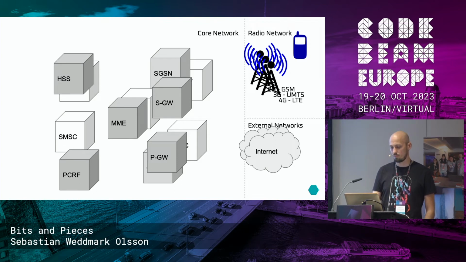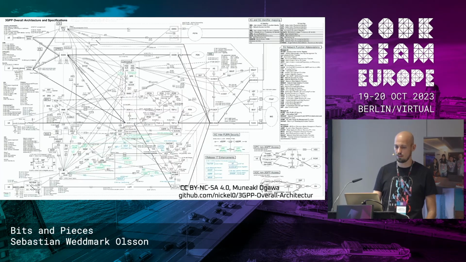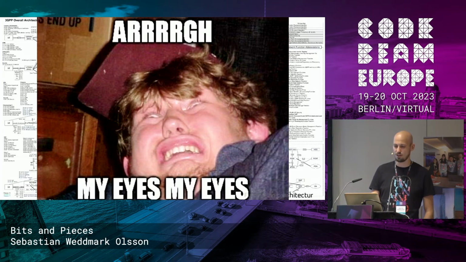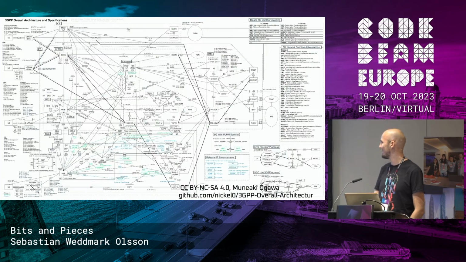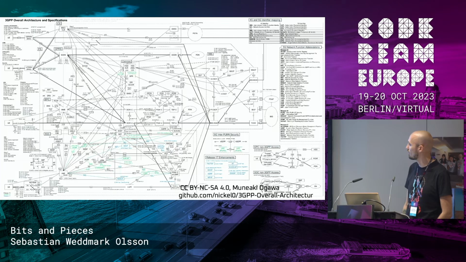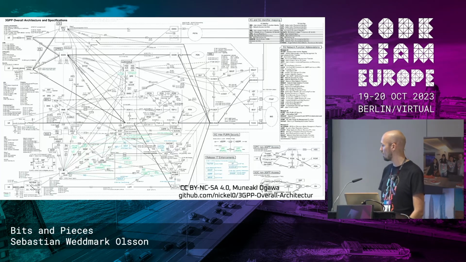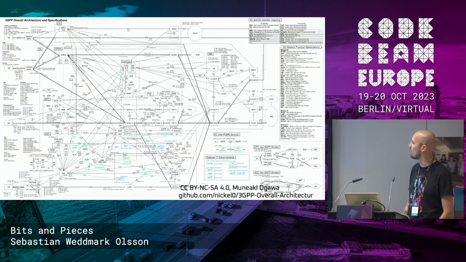And then somewhere on the internet you find this beautiful chart, and you go, my eyes, my eyes! Of all the nodes you haven't yet discovered and implemented. It's a beautiful chart made by Miniake Ogawa, I'm not sure I'm pronouncing it correctly, where he listed all the different 3GPP nodes in the core network from 2G, 3G, 4G, 5G, which protocols they are talking and how they are all connected to each other.